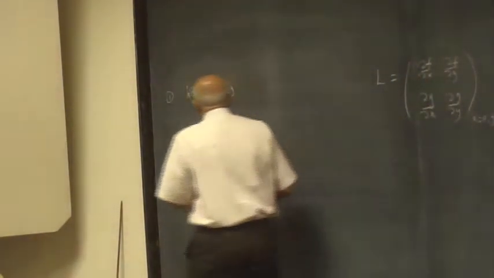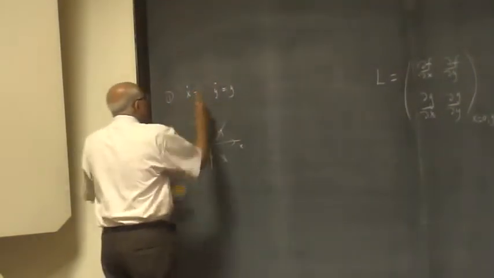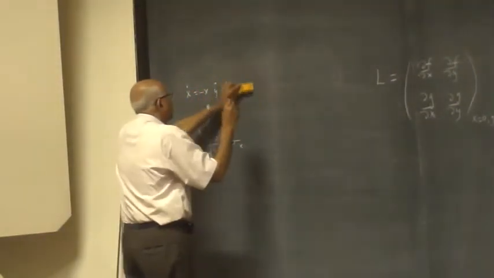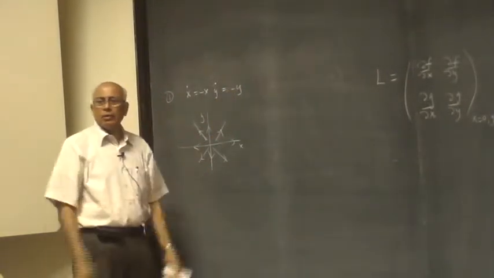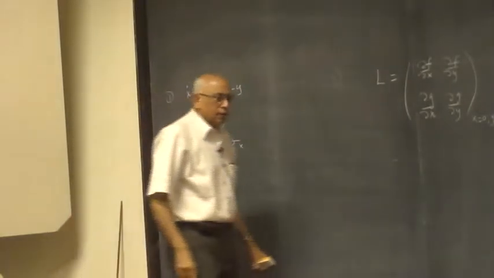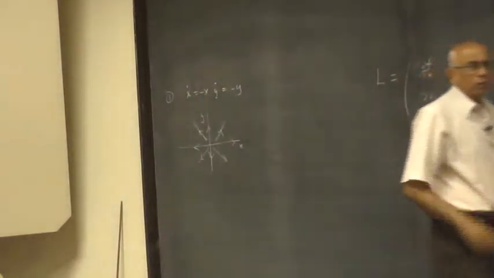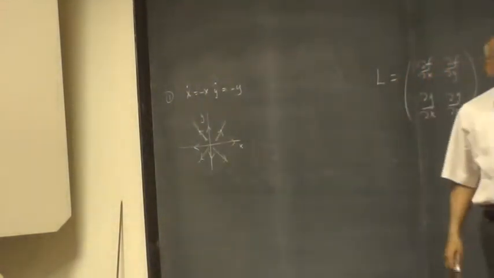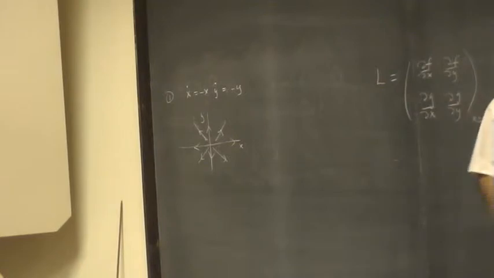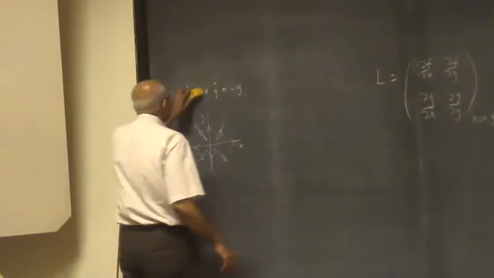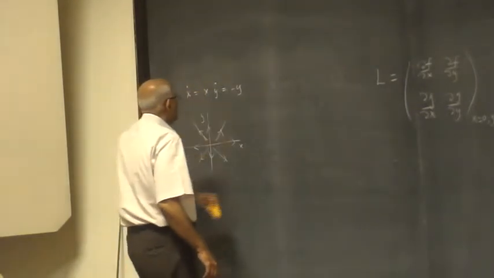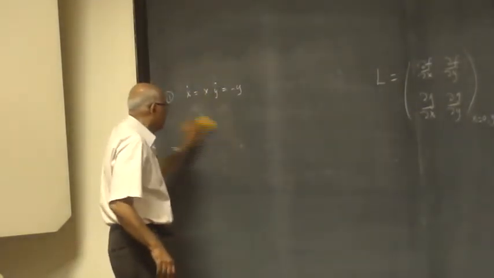What would happen if I had minus x and minus y? All the arrows would be reversed. Everything would flow in asymptotically. As t tends to infinity, everything would flow into the origin. And this means that the whole plane is a stable manifold. What happens if I have this? x dot is x, but y dot is minus y.